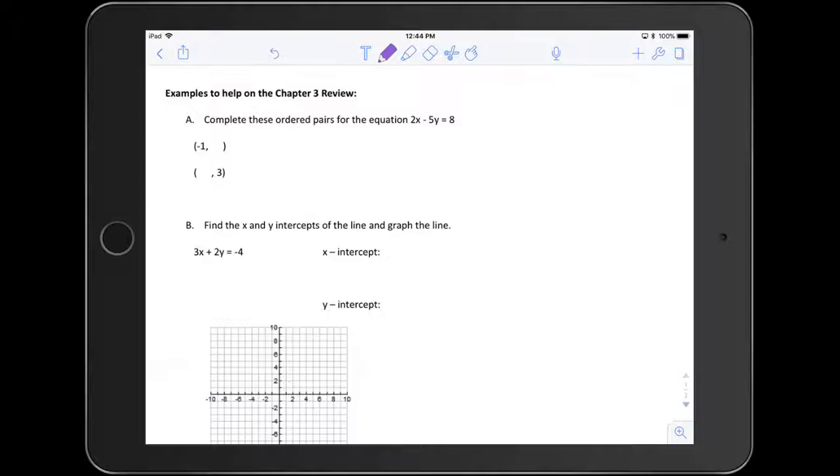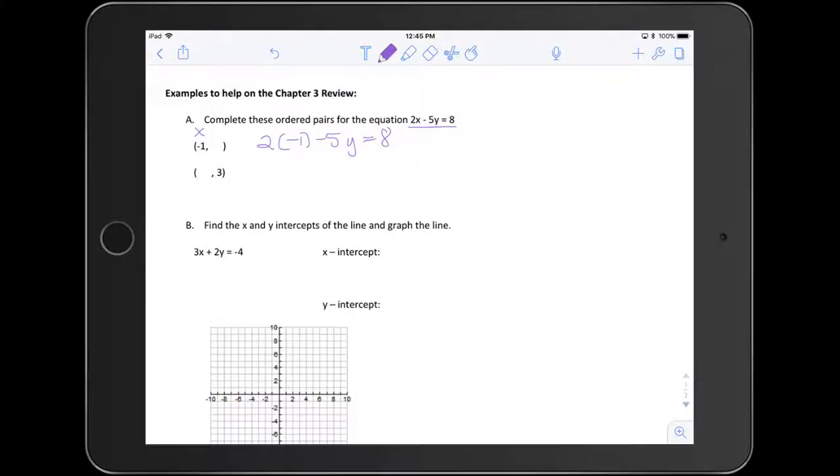Review. Example A says complete these ordered pairs for the following equation. So I'm giving you, in this case, the x value and asking you what is y. So in your equation, you're going to replace x with -1. So that gives you 2 times -1 minus 5y equals 8, and we're going to solve this.